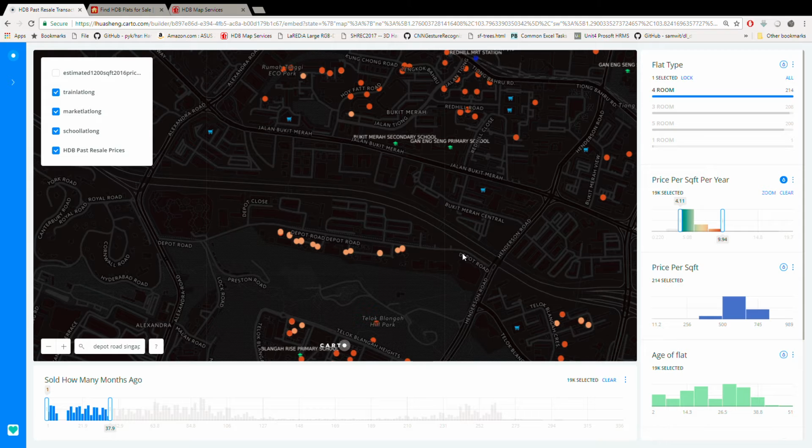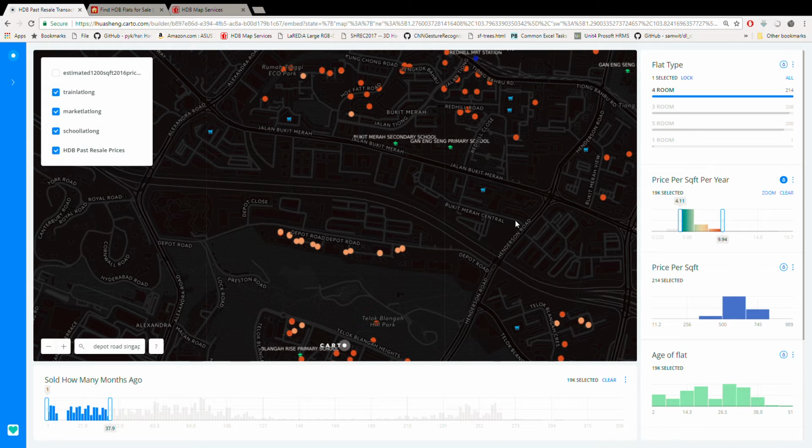In this case, we actually plotted all the past resale transactions online, and you can see, for example, a potential buyer can select past resale transactions from 3 years ago, and select the flats that he's interested in, and style these flats with the price per square feet per year.